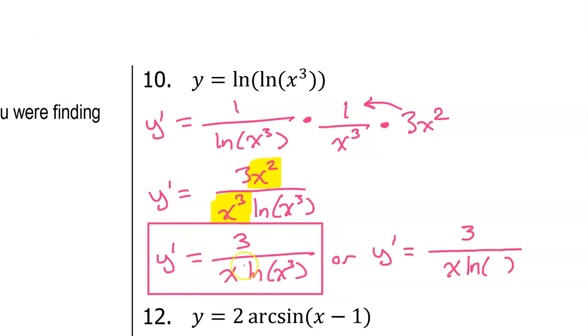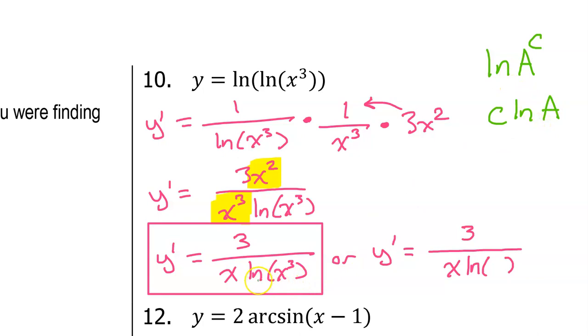Actually, this is an acceptable answer, but we can simplify it even more. Let me quickly remind you of a property that we know about logarithms. If I have, for example, the natural log of a to the c power, we've learned that we can move the exponent to the front and write this as c times the natural log of a. This is just a property of logarithms.